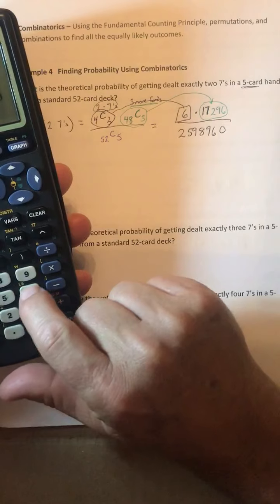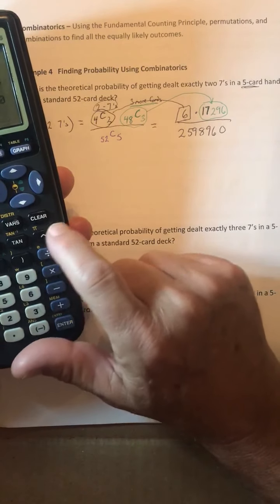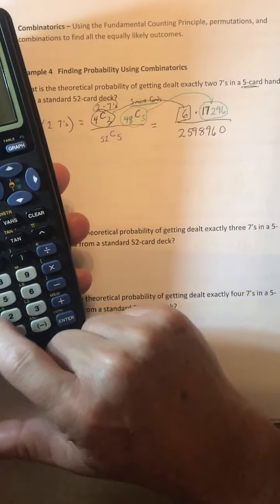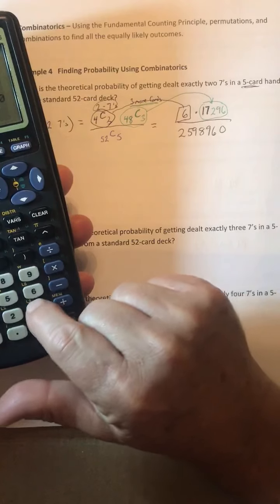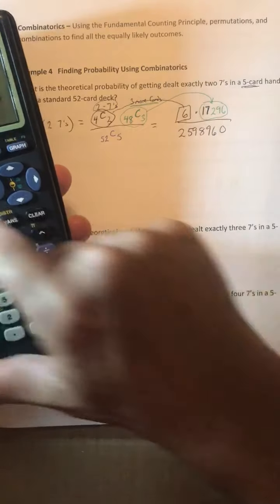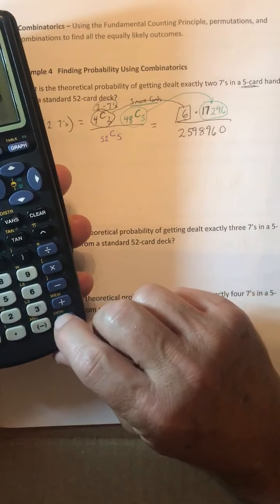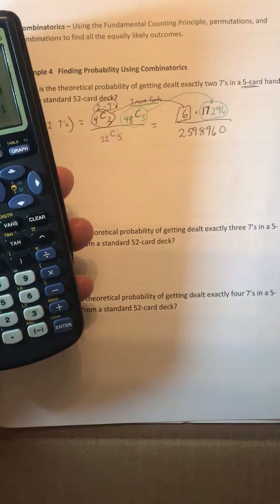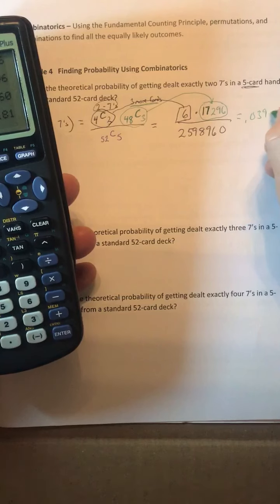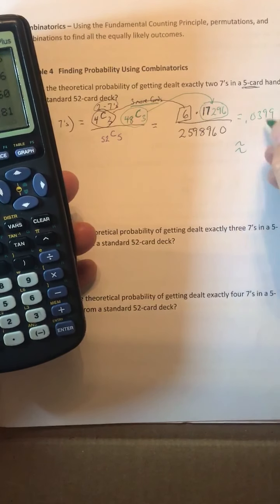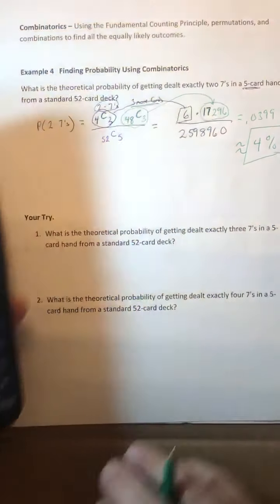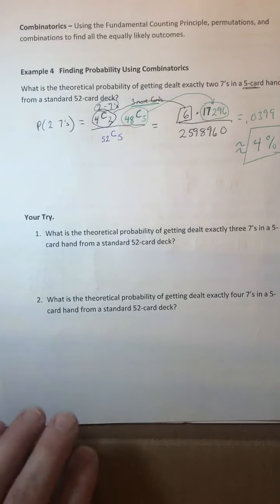So I'm going to do 6. Let me do it this way. I'm going to do parenthesis, 6 times 17296, divided by second and answer. All right, and that gives me 0.0399, which rounded again to the nearest whole percent would be 4%. So I got a 4% chance of getting dealt exactly 2 sevens.